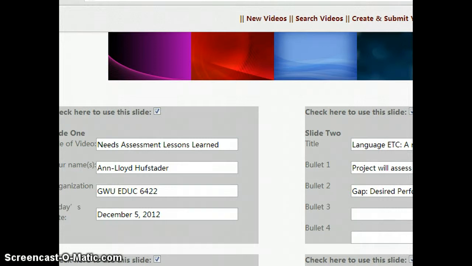This presentation will be lessons learned from the needs assessment I conducted at Language ETC, a nonprofit educational organization which seeks to improve the lives of low-income immigrants through education. The project was designed to assess the training needs of volunteers at Language ETC in response to several opportunities. The organization received iPads and computers, etc.